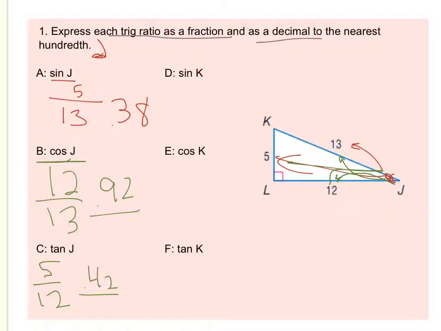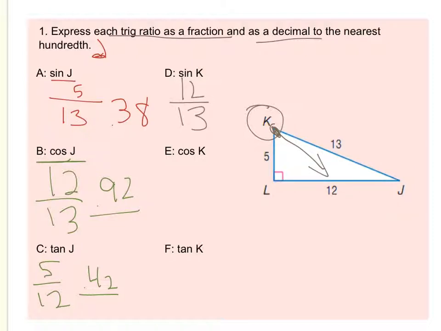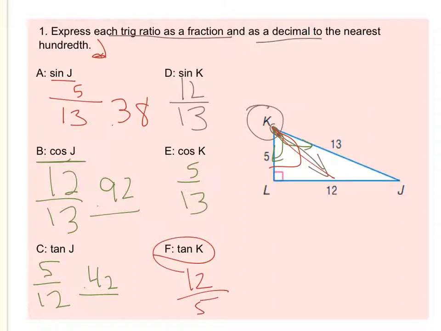Okay, so now, for this one, look at everything from the perspective of K. All right, so K is right here, so I'm looking at everything from this perspective. So the sine from K, the opposite, is going to be 12 over 13. Cosine, adjacent, is going to be 5 over 13. And tangent, opposite over adjacent, is going to be 12 over 5. So 12 out of 13, that's 0.92. 5 out of 13 is 0.38. 12 over 5 is going to be 2.4.